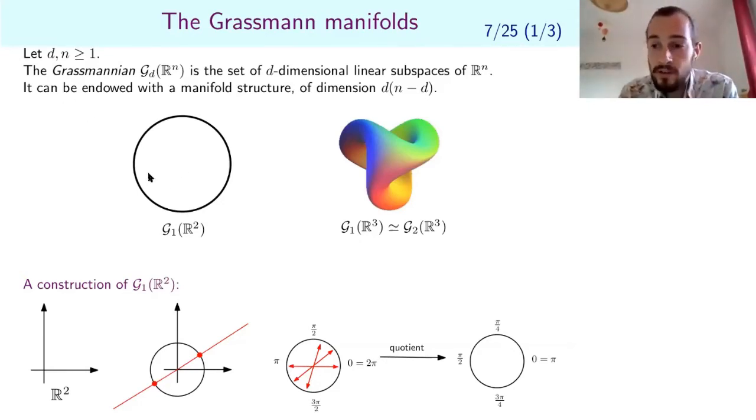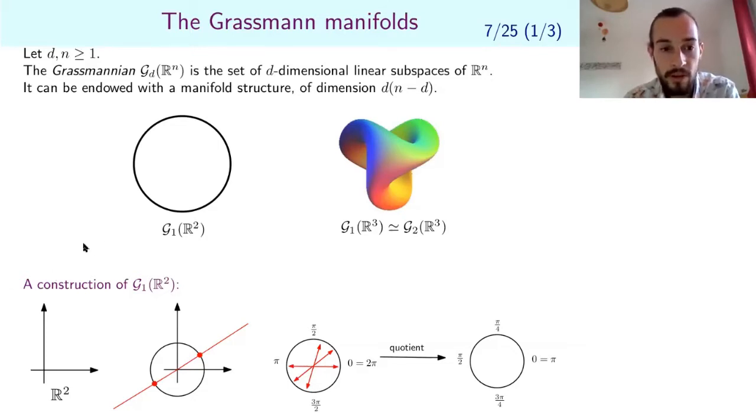G1 of R3, the set of lines of the space, looks like a surface, and it is actually homeomorphic to G2 of R3, the set of planes in the space. So let me show you how we can build G1 of R2.